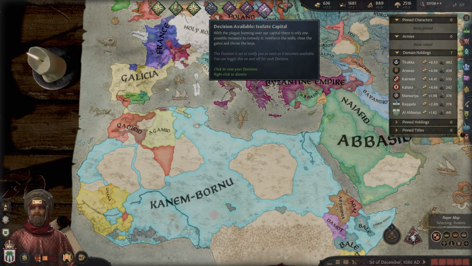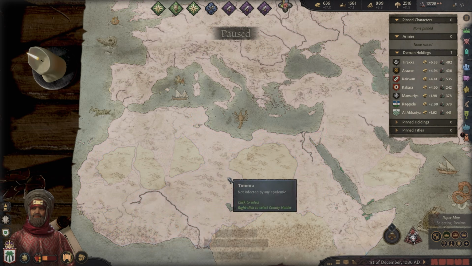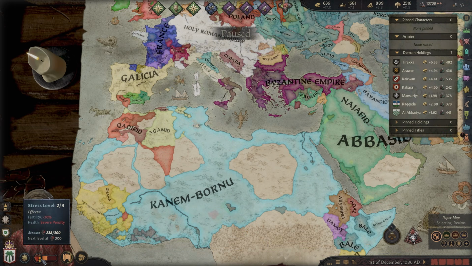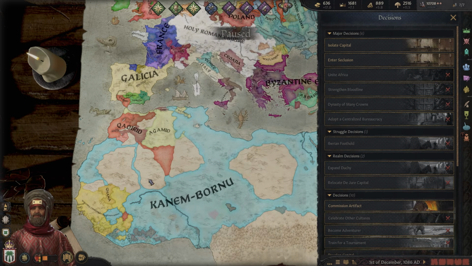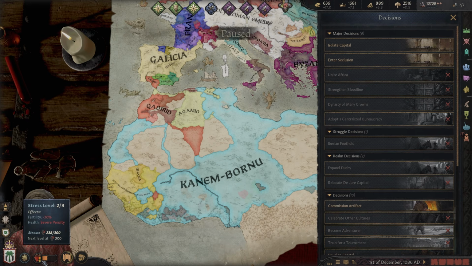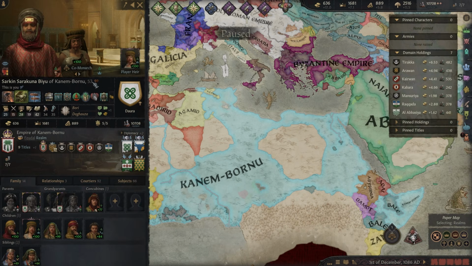So, cool. Isolate capital? Nope. I can't develop capital either because I'm way too stressed. I mean, we could technically do it, but we want to be lowering our stress level. Our health is not good currently.